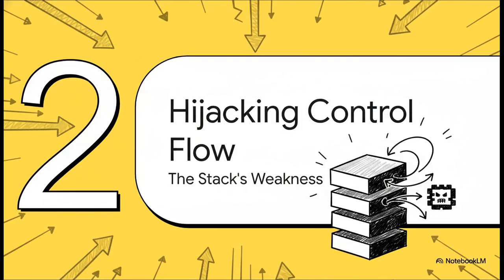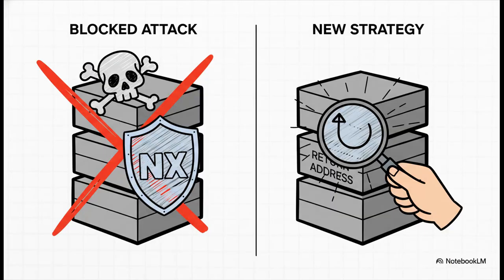So, how is this hijacking even possible? Well, the entire exploit hinges on one critical and honestly pretty fragile part of every single running program, the call stack. Okay, remember that NX bit? It stops us from executing code on the stack. So the new game plan isn't to put new code on the stack, but to corrupt the data that's already there. And the main target is the return address.